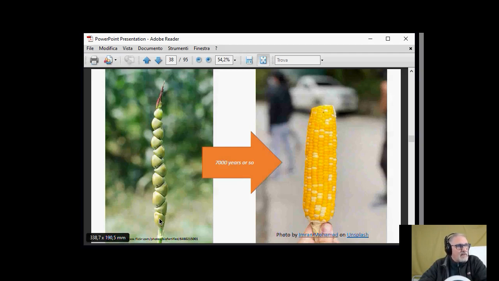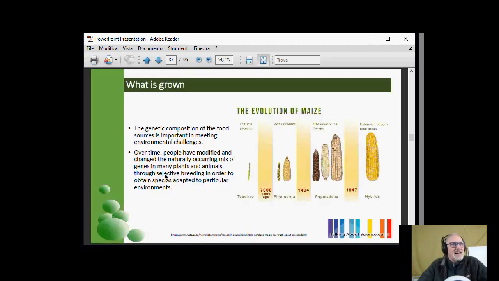Okay, so this is a plant which is called teosinte, and this is what corn started like about 7,000 years ago. This is obviously corn on the cob now. Okay, this is instantly recognizable, but this started like that. Okay, now how did it get there? This is rather curious, I think, because it was domesticated at some point.